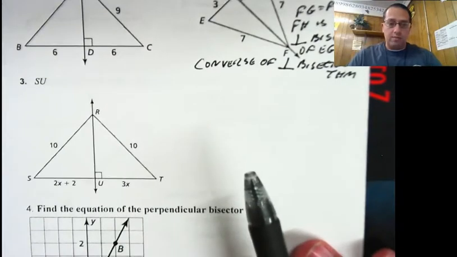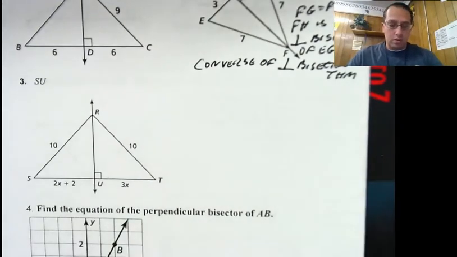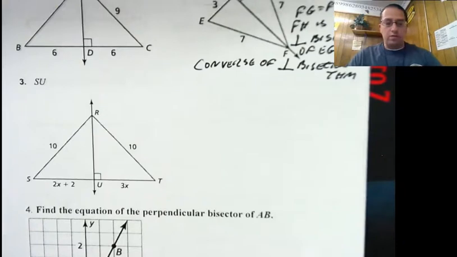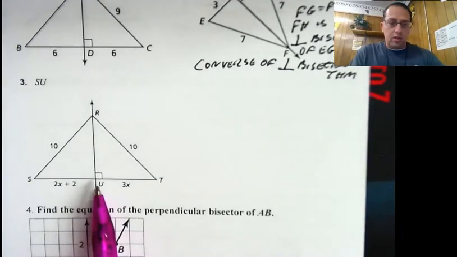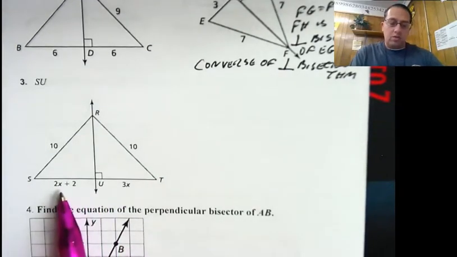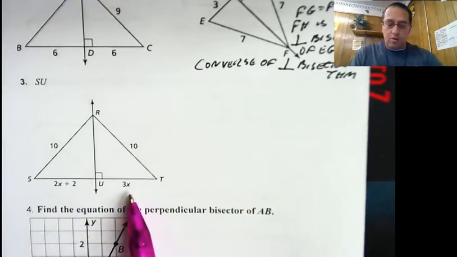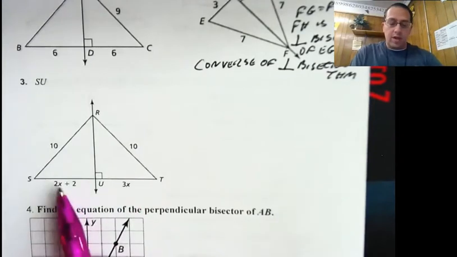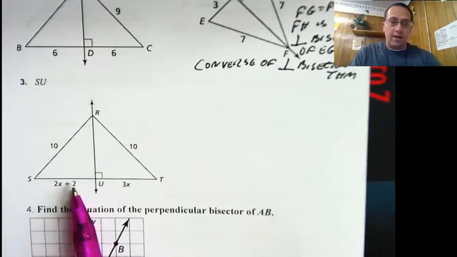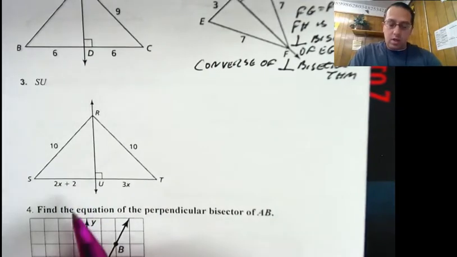Slightly more complicated, but just because we have variables. So it's not a big deal. We've been using variables for years. No big deal. All right, we want the length of SU. So S to U, which we know is 2x plus 2. And we have that's 3x, which, what are we going to do with it? We have to set this equal to something, or add it up and equal to something. What are we going to do?